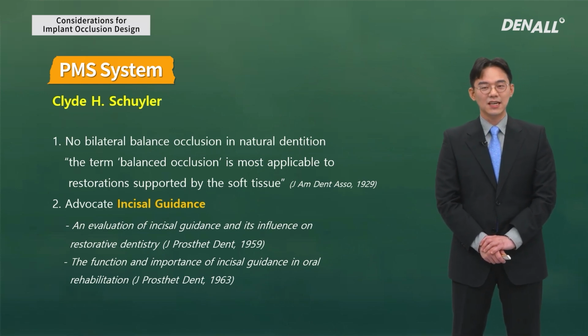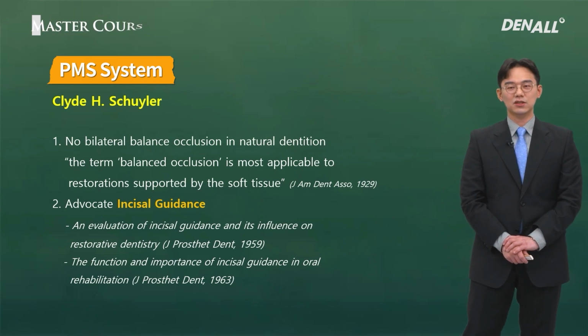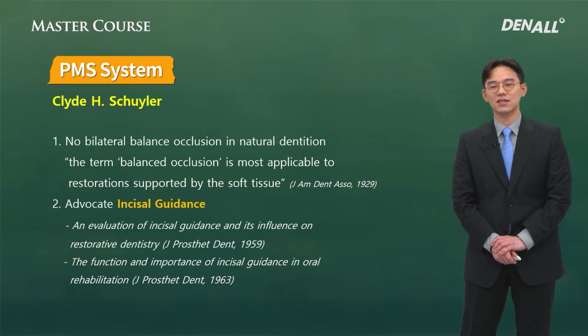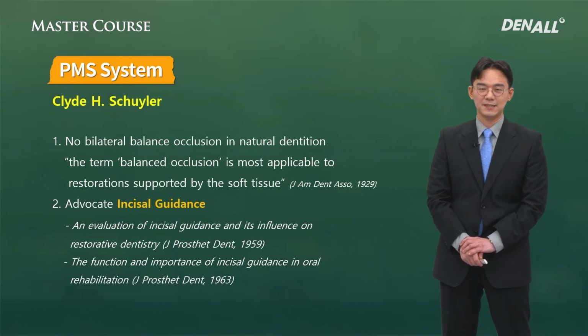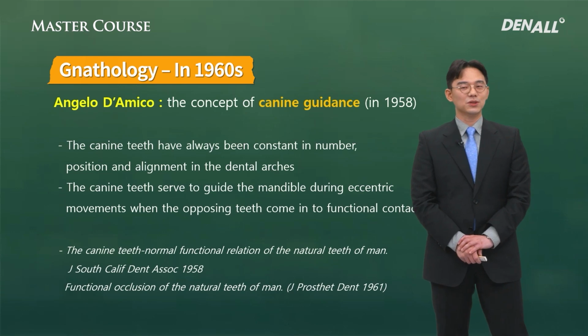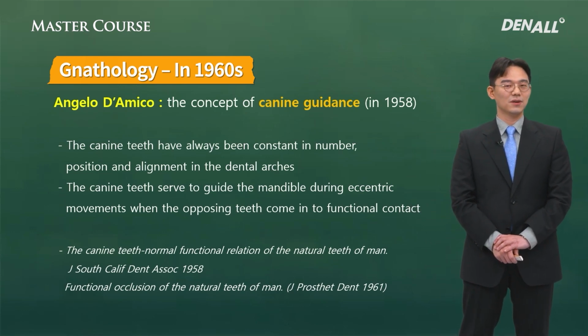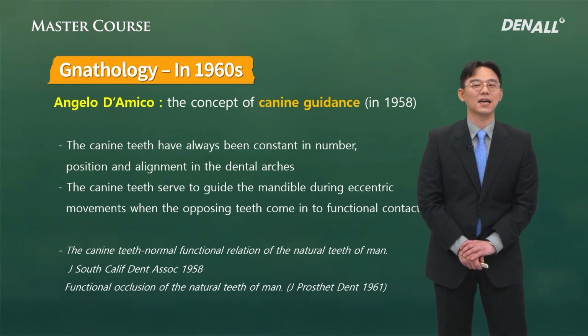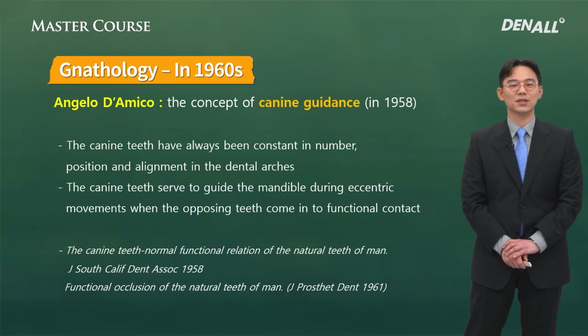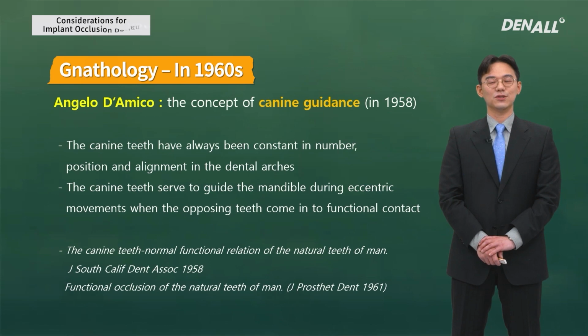The theory is only applicable for restoration supported by soft tissue. And he emphasized incisal guidance. In 1960, Gnathology School also acknowledged the problems with bilateral balanced occlusion. Angelo D'Amico talked about the concept of canine guidance.